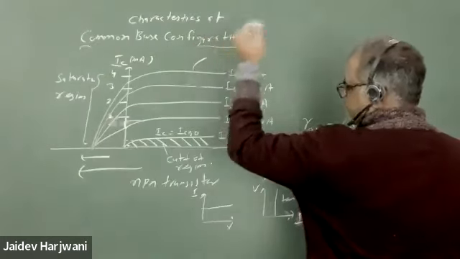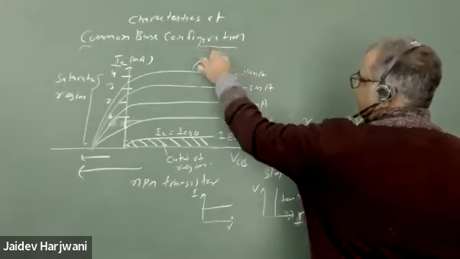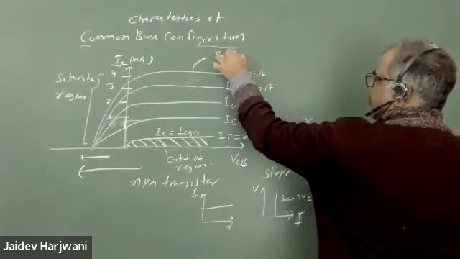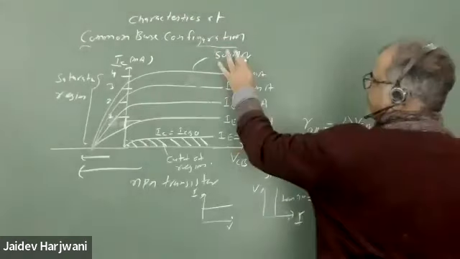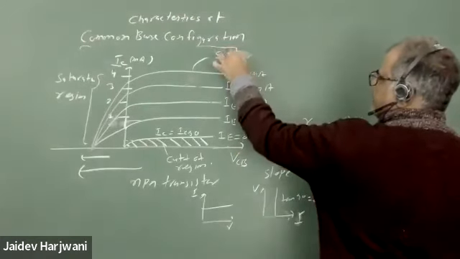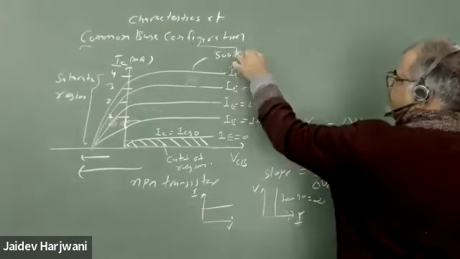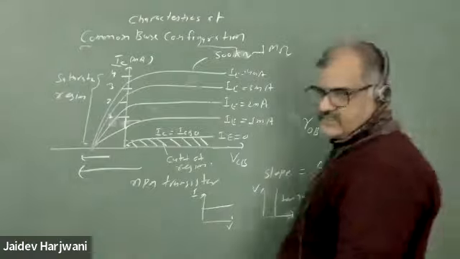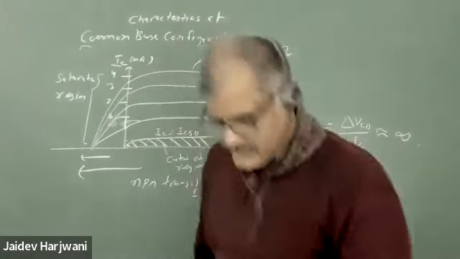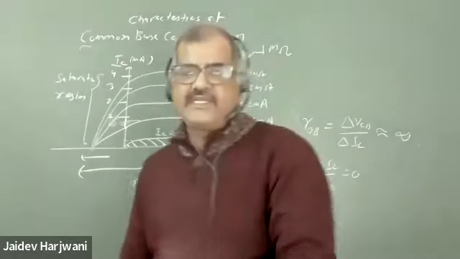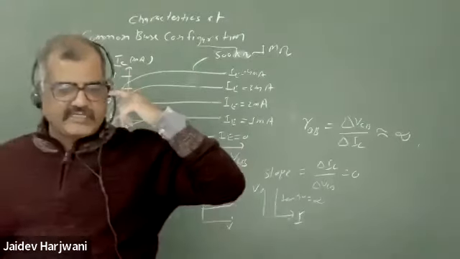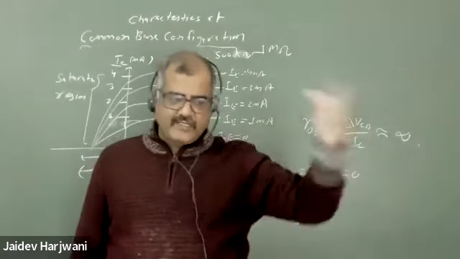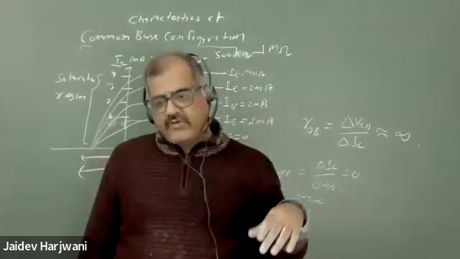On the order of 500 kilo ohm, or 1 mega ohm. So this is a very high resistance. Now when we see the input resistance, when we plotted the input curve, that resistance is on the order of 20 to 25 ohms.